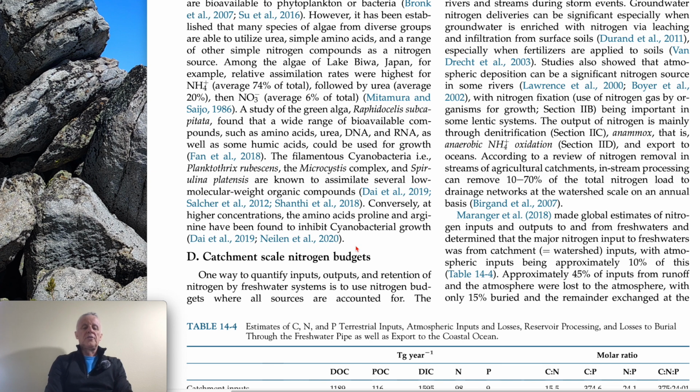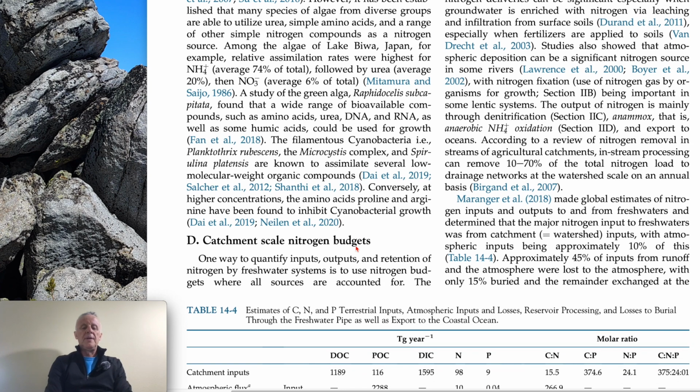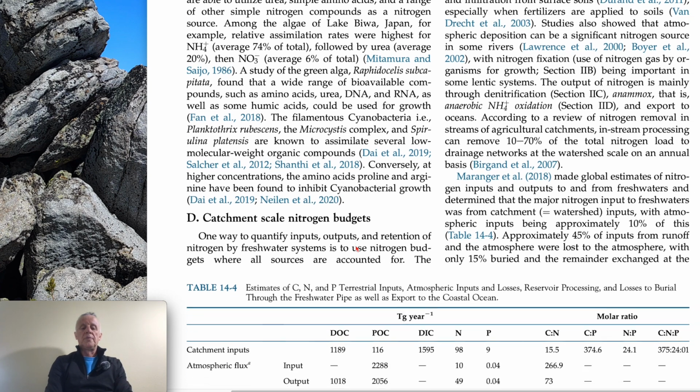The filamentous cyanobacteria, for example, Planktothrix rubescens, the Microcystis complex, and Spirulina platensis, are known to assimilate several low molecular weight organic compounds. Conversely, at higher concentrations, the amino acids proline and arginine have been found to inhibit cyanobacterial growth.